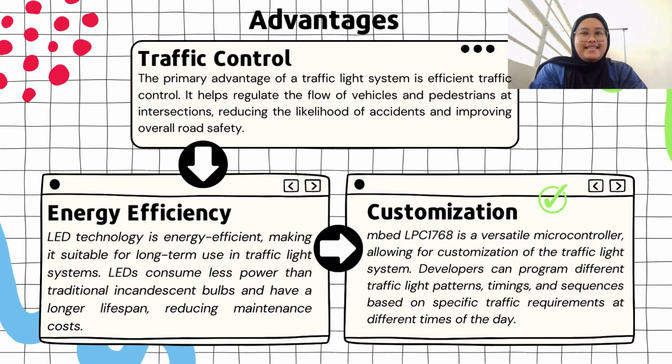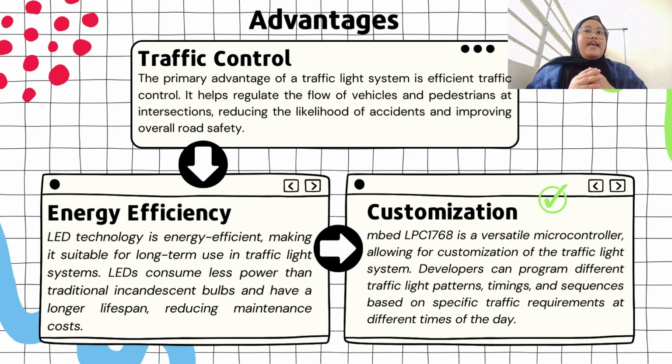Hi, I'm Azlin, and now I'm going to continue the last part of the presentation, which is advantage and limitation of design a traffic light system. Advantage of a traffic light system. First, traffic light control. The primary advantage of traffic light system is efficient traffic control. It helps regulate the flow of vehicles at the intersections, reducing the likelihood of accidents and improving the overall safety.